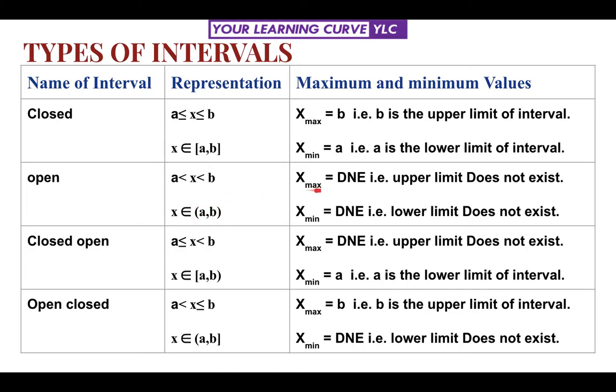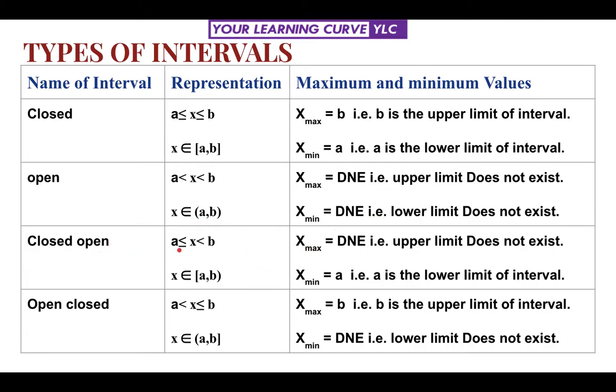In this case, the maximum value of x is not defined, it does not exist, because anything less than b should be its maximum value. But what is just less than b? We cannot say, right? For example, if I say x is less than 2, then the maximum value of x is just less than 2, but we cannot write a number which is just less than 2. So the maximum value does not exist, the minimum value does not exist.